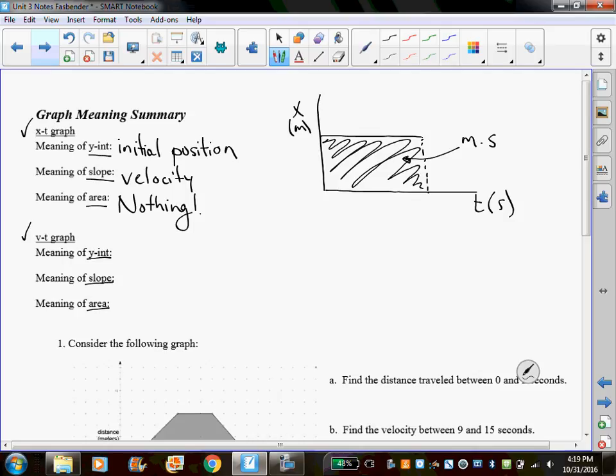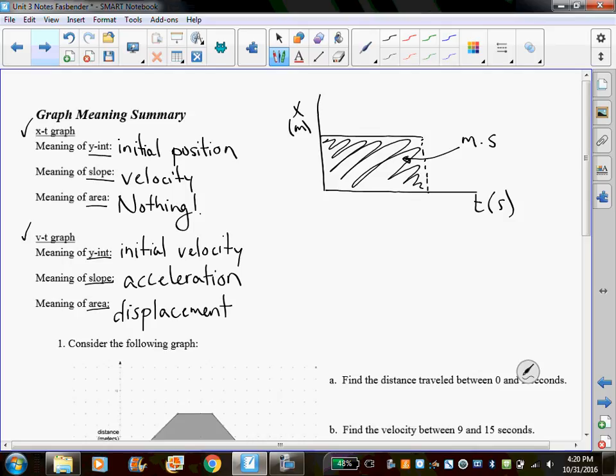Switching over and looking at a velocity versus time graph, all three of these things are very meaningful for us. We know that the y-intercept tells us about the initial velocity of the object. We know that the slope tells us the acceleration of the object. And the area here is a meter per second times a second. It's just a meter. So we know that the area will tell us the displacement of the object.